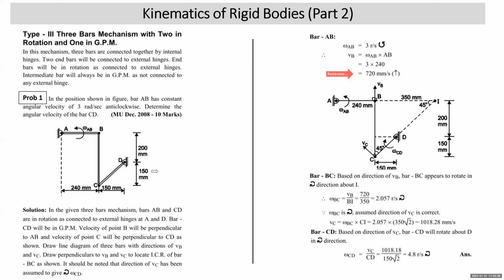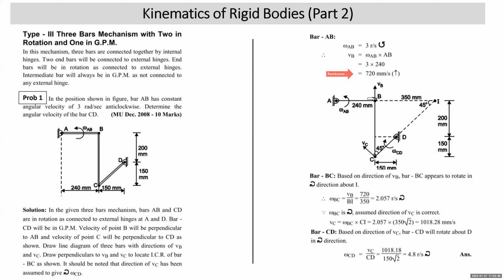Now from bar AB, you cannot go directly to bar CD. From bar AB, you have to go to bar BC. So first, you need to mark the velocity of point C. As bar CD is in rotation, velocity of point C will be perpendicular to bar CD. As AB is rotating in the anticlockwise direction, point C will tend to go up. That means it is bound to rotate about point D in the clockwise direction. So velocity of point C will be perpendicular to CD and it will be up like this, since omega CD is likely to be clockwise.